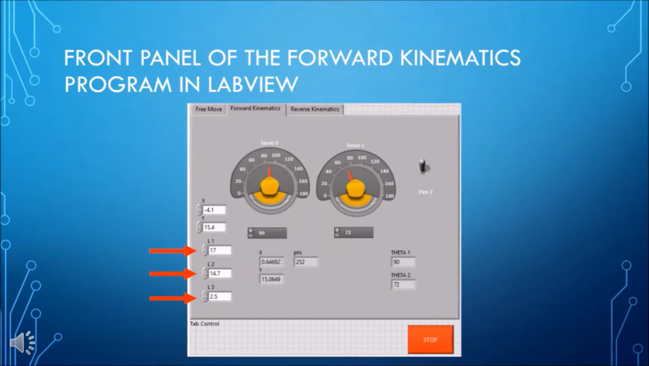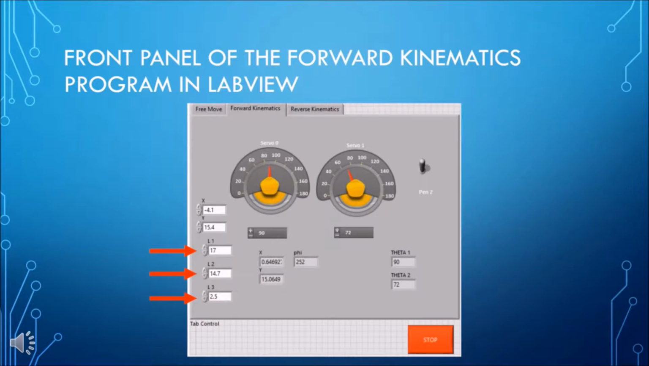For this case, the length of L1 is 70 centimeters, L2 is 14.7 centimeters and L3 is 2.5 centimeters, according to the difference from the point of the origin 2 to the pen, which is our end effector.